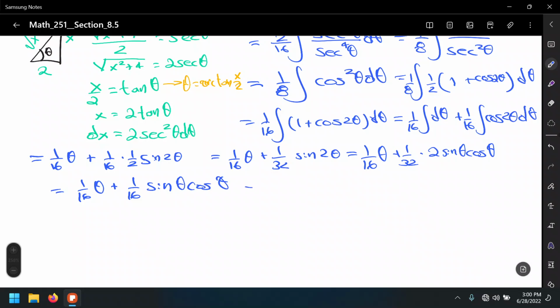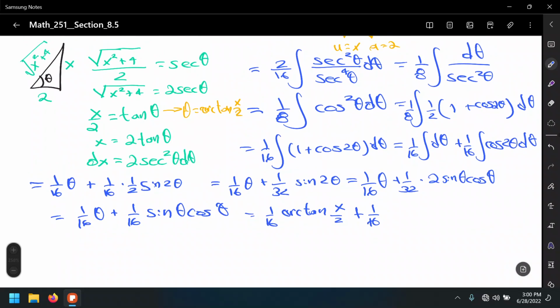And well, theta equals arctan of x over 2 plus 1 over 16. Okay, sine from the right triangle, sine which is opposite over hypotenuse, that is x over the radical, times cosine which is adjacent over hypotenuse, that is 2 over the square root of x squared plus 4.